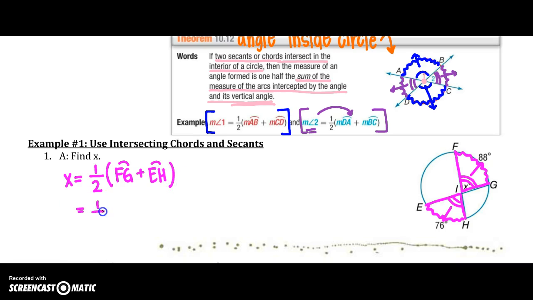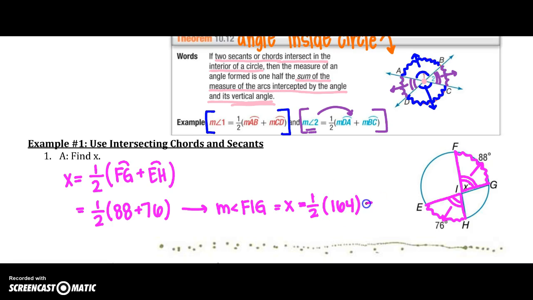So 1/2 of 88 plus 76. So the measure of angle FIG, or you could say x, is going to equal 1/2 of 164. So my answer would be 88 degrees. 82 degrees, I'm sorry. Did my math wrong.